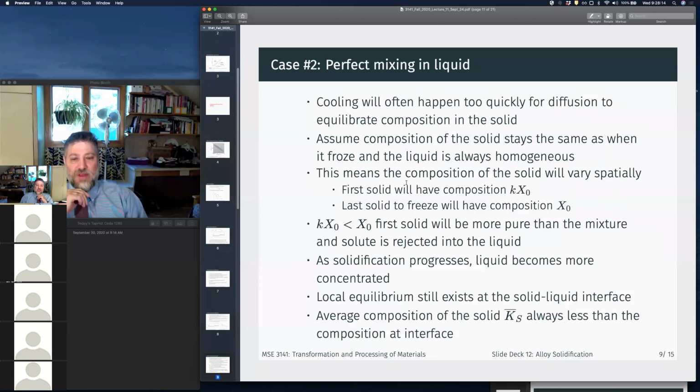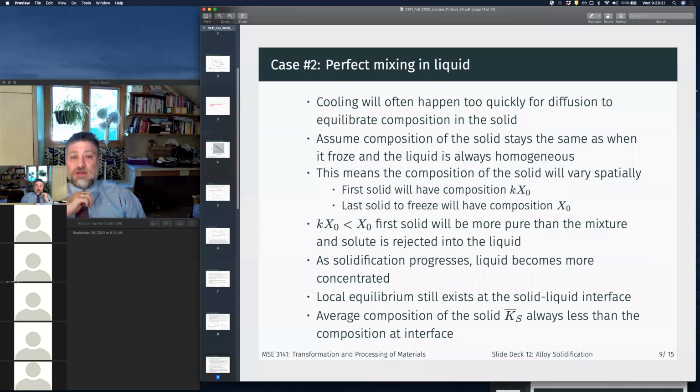The next case is now we have no diffusion in the solid, but we have perfect mixing in the liquid, right? And that mixing comes from convection and diffusion.